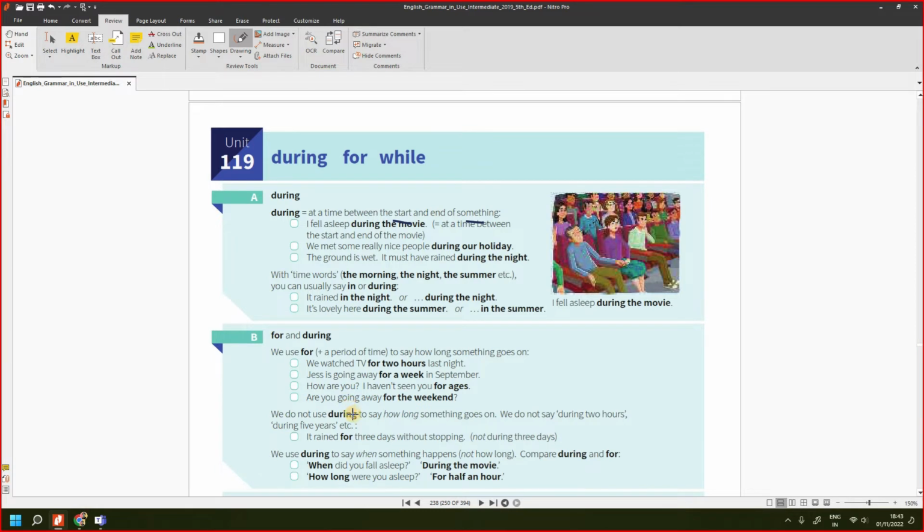We do not use during to say how long something goes on. We do not say during 2 hours, during 5 years. That is wrong. What you have to say is for 2 hours, for 5 years. For example, I've been working in this organization for 5 years. You cannot say I've been working in this organization during 5 years. That is wrong. So you should know where to use for and where to use during. Okay. Any doubts here so far, dear?